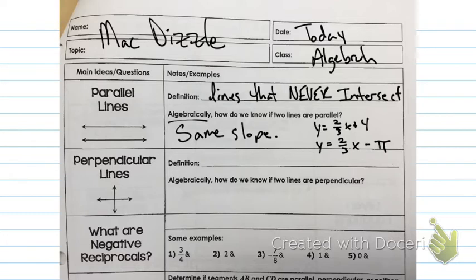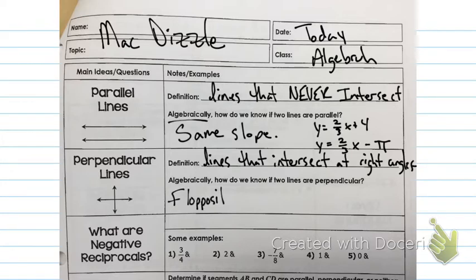Definition of a perpendicular line. Lines that intersect. And there's two ways you could say this. I'm going to say at right angles. They intersect at right angles, 90-degree angles, right? Algebraically, we know perpendicular slopes, remember the cool word? Flopposite. Okay. For some of you that don't like that, we can call it the negative reciprocal. It's the flopposite.